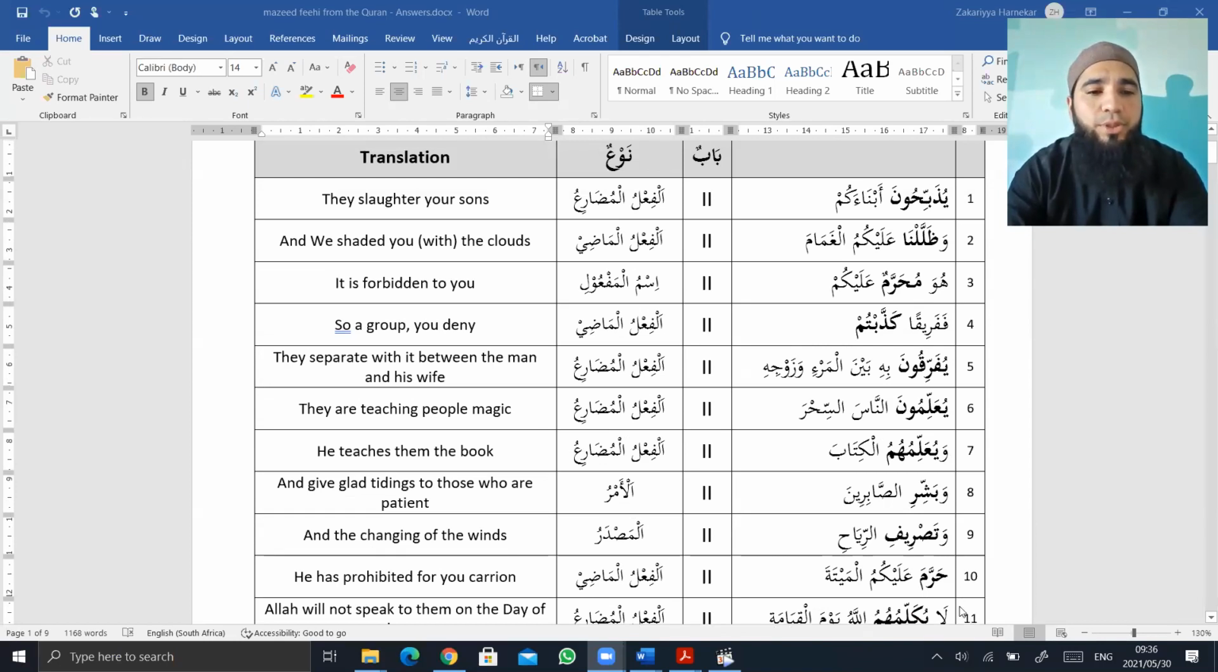Let's look at scale number 2, number 9. وتصريف الرياح. Obviously we know it's from the second, but what of the second bab is it? Tell me what function of the second bab is it? You can put your mics on, you can interact with me now, inshallah.